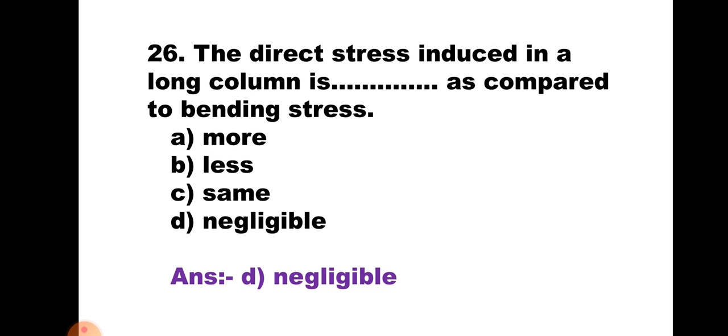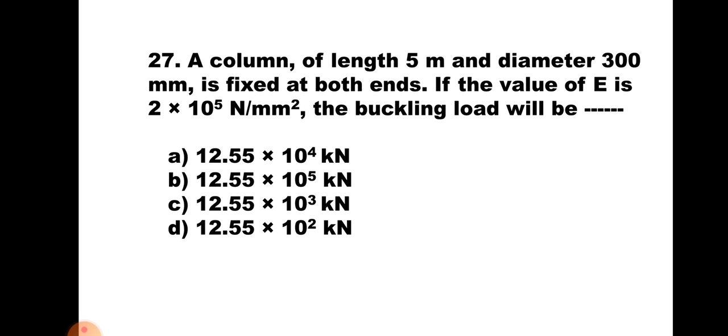Question number 27. A column of length 5 meter and diameter 300 mm is fixed at both ends. If the value of E is 2 into 10 raised to 5 Newton per mm square, the buckling load will be A, 12.55 into 10 raised to 4 kilonewton, B, 12.55 into 10 raised to 5 kilonewton, C, 12.55 into 10 raised to 3 kilonewton, D, 12.55 into 10 raised to 2 kilonewton.